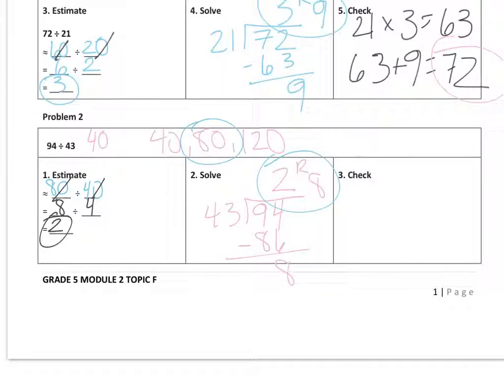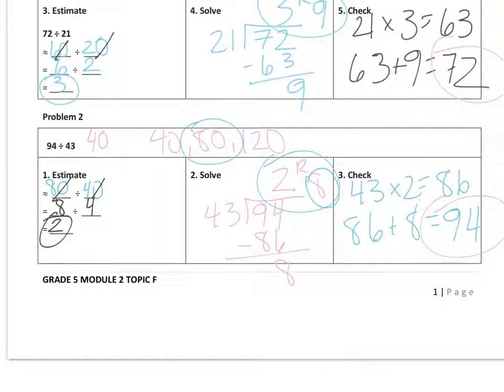And now let's check it. 43 times 2, 86, plus that 8, plus that remainder, 94. Are we back where we started? We sure are. Then we must be correct. Let's keep going.